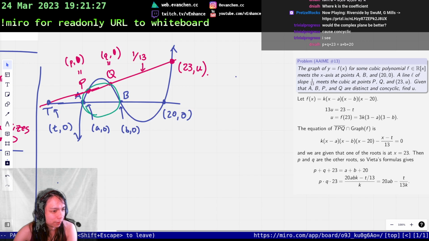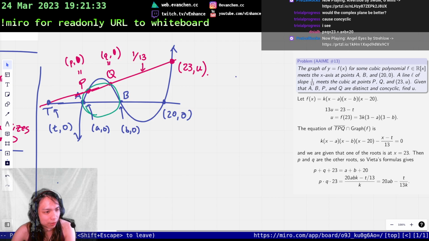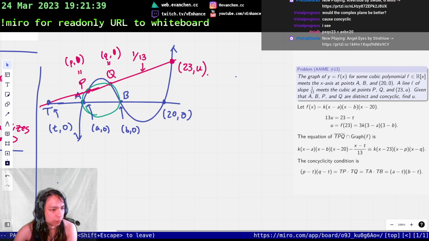You know what, I think the Vieta is a little ill-advised. It's easier if I just write this, right? Here. Because what we're about to do is plug in x equals t anyways.